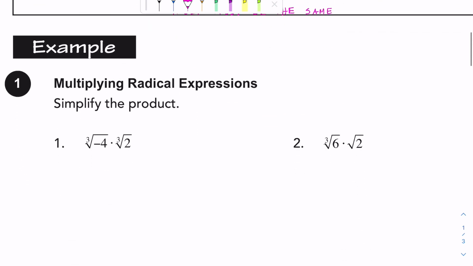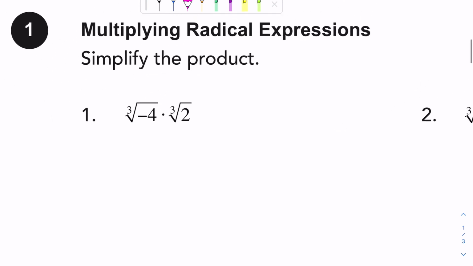Okay, we're going to start off with multiplying radical expressions. This is a lot like simplifying, so it's going to be similar to the last example set we went through. Every time you're multiplying radical expressions, you have to make sure that you are looking at the index, and in this case, the index is the same. Because the index is the same, you can multiply these together.